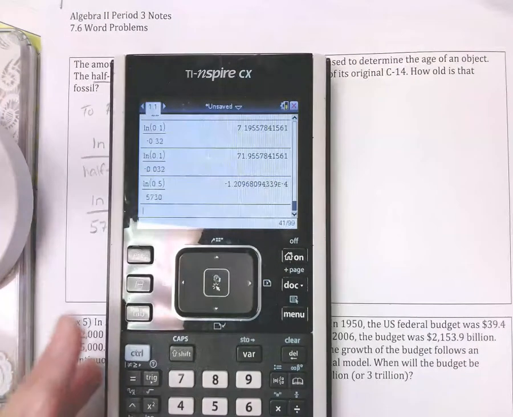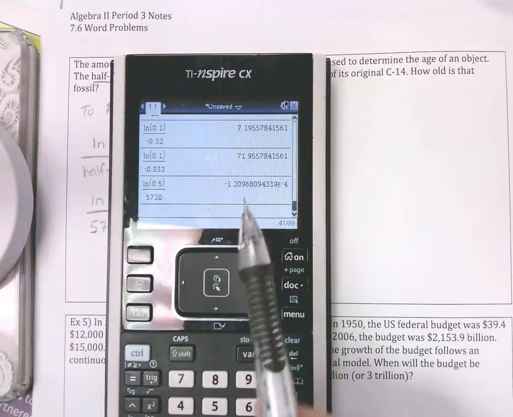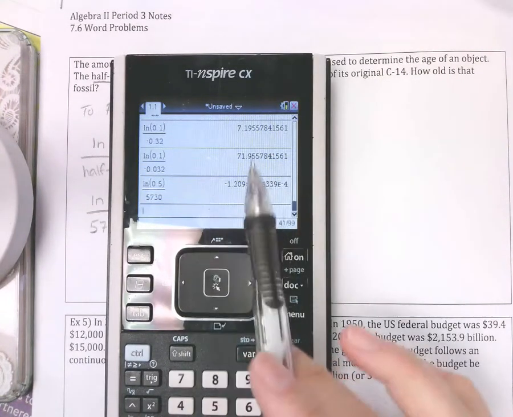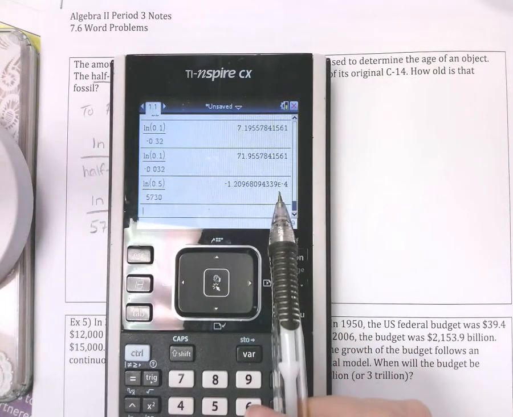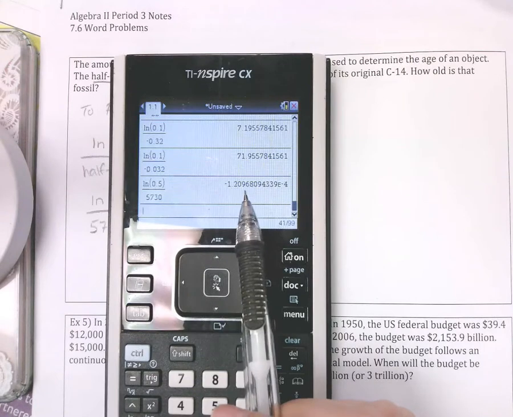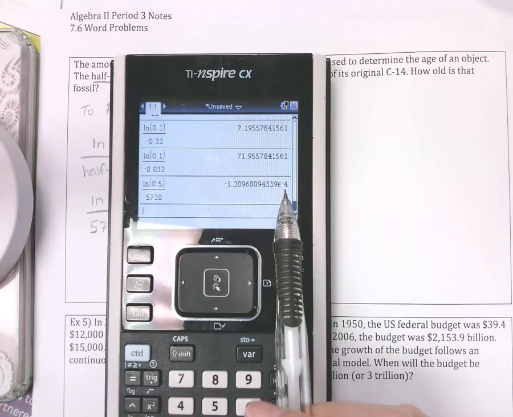And I mentioned this to you yesterday. If the number is really small or really big, your calculator might put this in scientific notation. Do you see the E? E is like times 10. So this means negative 1.2096 and so on, times 10 to the negative 4.